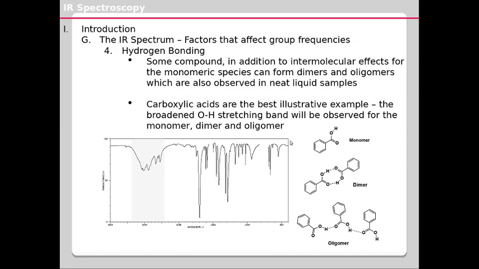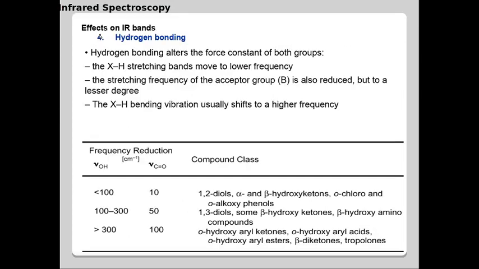Okay, and you should expect the monomeric benzoic acid molecule to show its OH stretching frequency at a higher frequency, whereas the dimeric and the oligomeric species will show their OH stretching frequencies at a lower frequency because of the reduced force constant that arises due to hydrogen bonding between the molecules. So as we have seen from the previous slides, hydrogen bonding usually results in a lowering of bond vibrational frequencies.